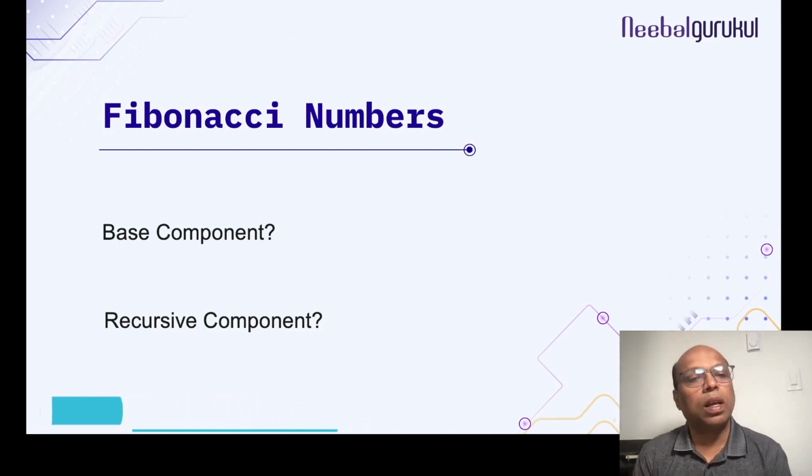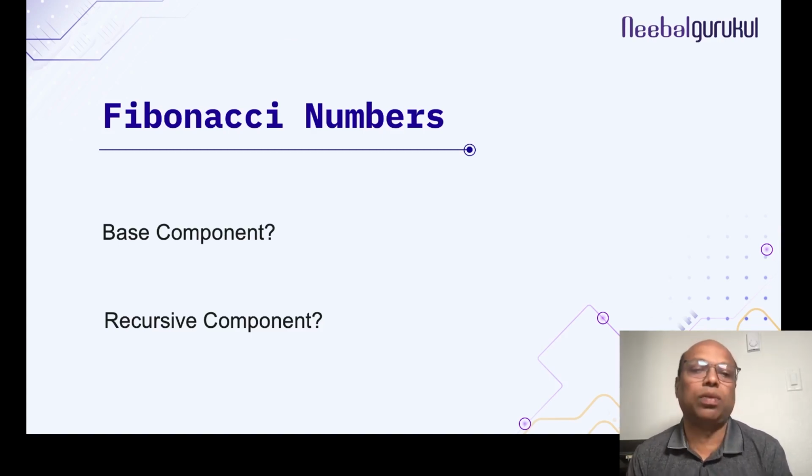So the base component, we said, will always return a direct value, and the recursive component will call the same function. That's what we said. The base component is the least possible input given to the function. It will always return a direct value. The recursive component will call the function.